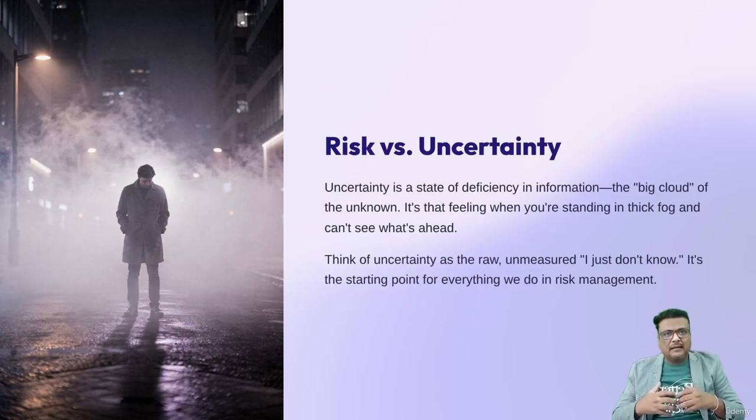Hello everyone. Let's jump right into a topic that often trips people up when they first start studying for the RMP, and that is the dance between risk and uncertainty. When we look at the formal side of things, uncertainty is defined as a state of deficiency in information, where you just don't have enough knowledge about an event, its consequence, or how likely it is to happen.